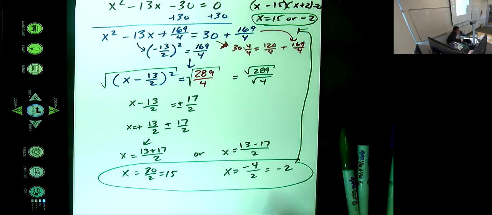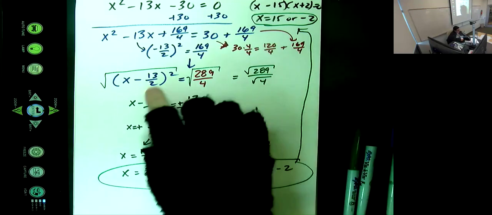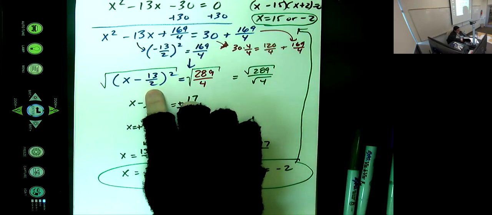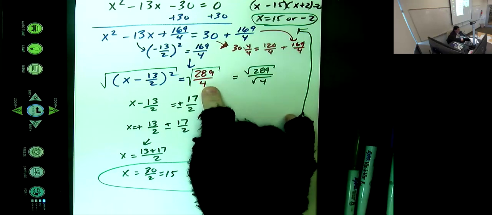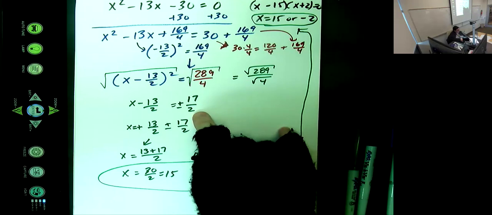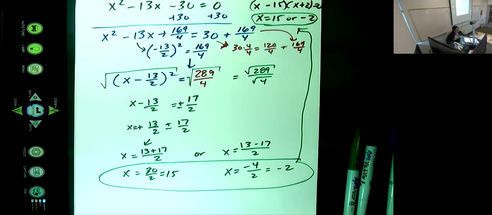Now, I wanted to avoid using a calculator, because I just didn't wanna pull out my phone and set the calculator mode up. If you were using a calculator, you'd probably have like 6.5 here. And you might have had this as a decimal, but when you took the square root, you were gonna get 17/2, which is 8.5. And you would have still ended up with 15 or -2, whether you worked with the radicals or the decimals.